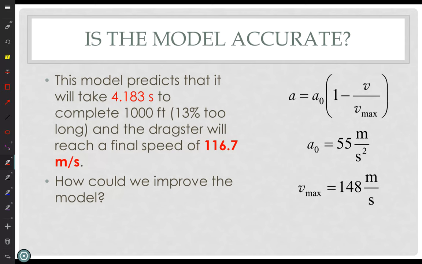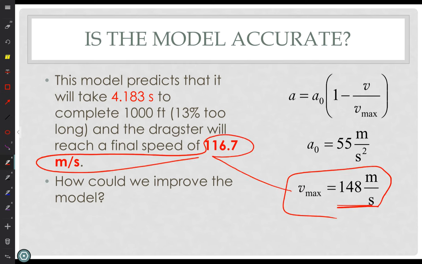That's 13% longer than reality. And this calculates the final speed in the race of 116.7 meters per second. But what we had said from the beginning was the top speed at the end of the race is 148 meters per second. So this model did not end up at the maximum speed, and it took too long. So how could we improve this model to make it give us a better fit?